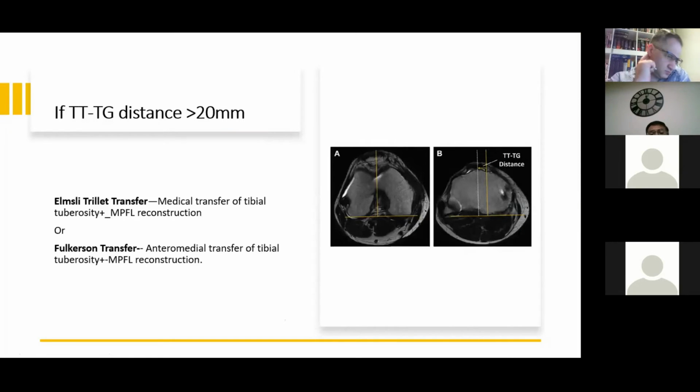In another scenario, if a patient presents and we investigate with an axial CT scan and the TT-TG distance is more than 20 millimeters, then we have to do tibial tuberosity transfer. There are different methods. One is the Elmslie-Trillat transfer, in which we transfer the tibial tuberosity to the medial side, and if there is an MPFL tear, then we have to do the MPFL reconstruction also. The second one is the Fulkerson transfer, the anteromedial transfer of the tibial tuberosity plus or minus MPFL reconstruction.